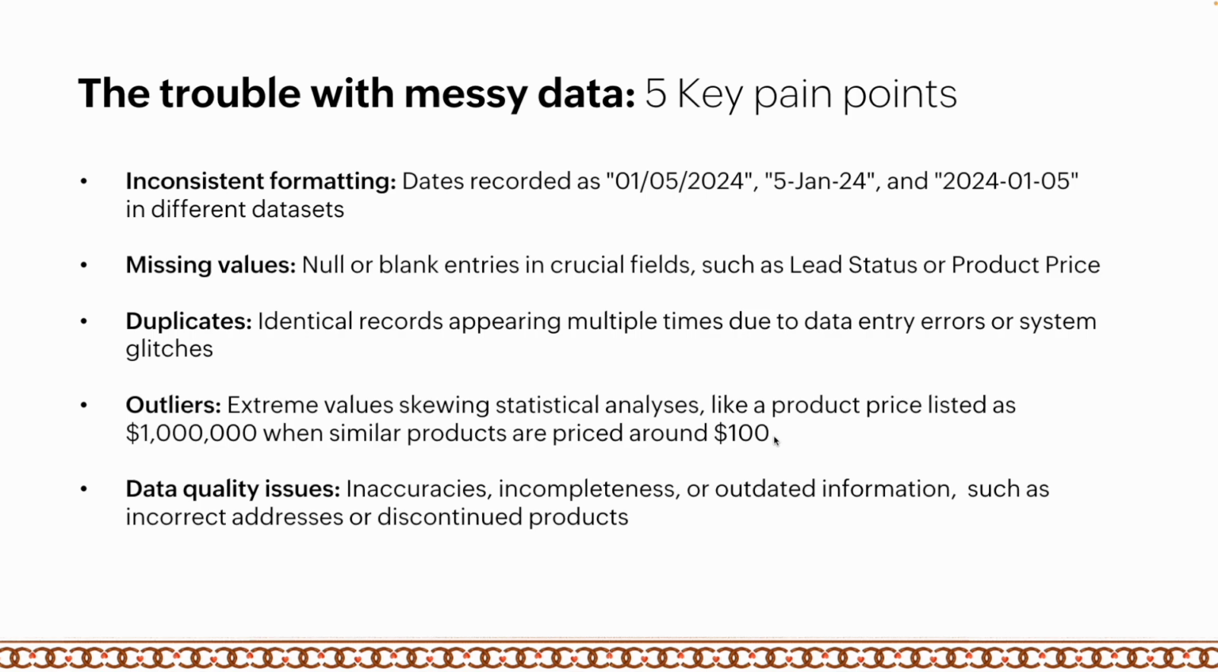And missing values, if by chance you miss any lead status or a product price, it's going to hamper your sales, marketing, and finance operations in your company. And duplicates, if a customer entry has been entered multiple times without proper acknowledgement, there'll be a lot of duplication, confusion, misrepresenting of the customer, and it also costs you the sales opportunity. And we have outliers and data quality issues. So a wrong delivery address or outdated product price will cost you the sales opportunity.